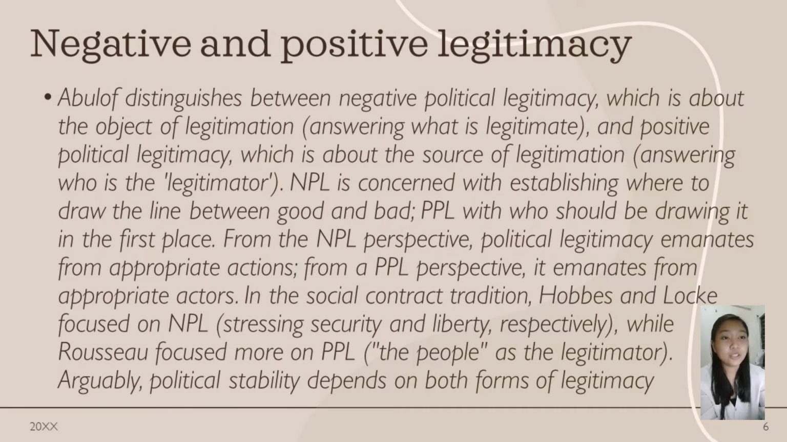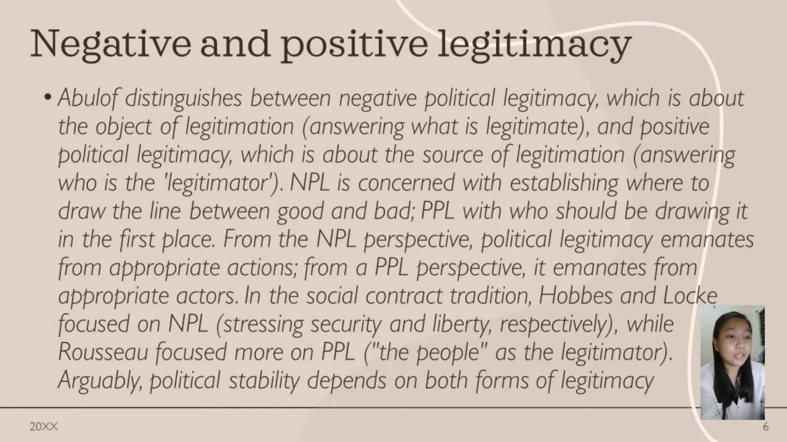The fourth legitimation is negative and positive legitimacy. Buchanan distinguishes between negative political legitimacy, which is about the object of legitimation, or answering what is legitimate, and positive political legitimacy, which is about the source of legitimation, or answering who is the legitimator. Negative and positive legitimacy is concerned with establishing where to draw the line between good and bad. From the NPL perspective, political legitimacy emanates from appropriate actions. From a PPL perspective, it emanates from the appropriate actors.